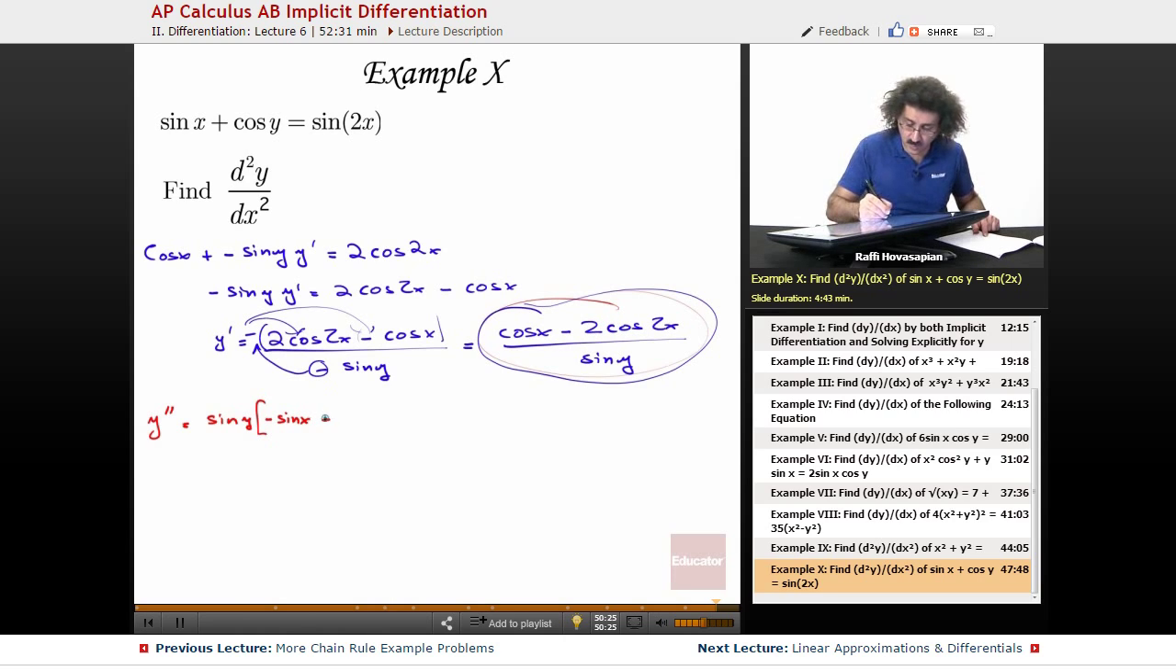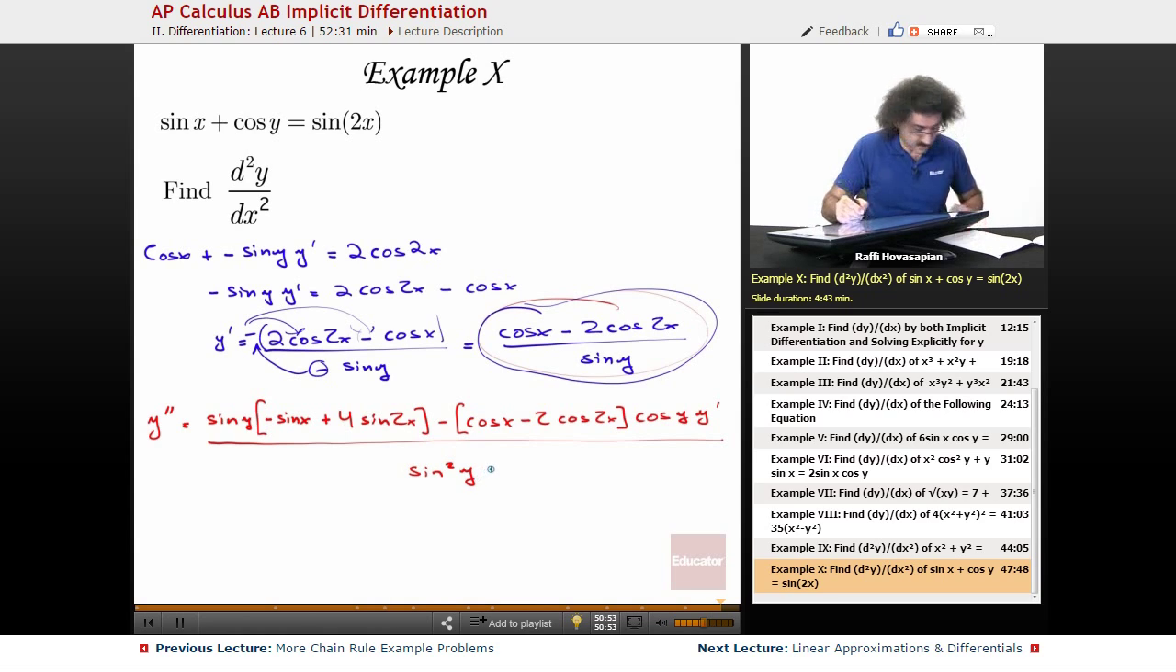Minus 2 times 2 is 4. It's going to be plus, so it's going to be plus 4 times the sine of 2x. That's this times the derivative of that. Minus this cosine x minus 2 cosine 2x times the derivative of this, which is cosine y, y prime, all over sine squared y.